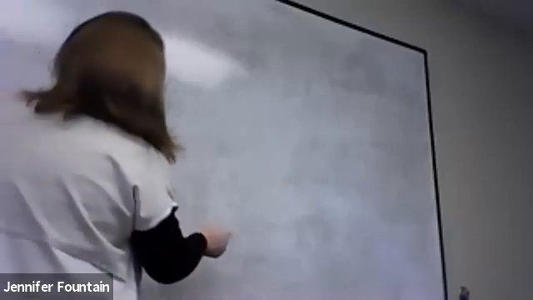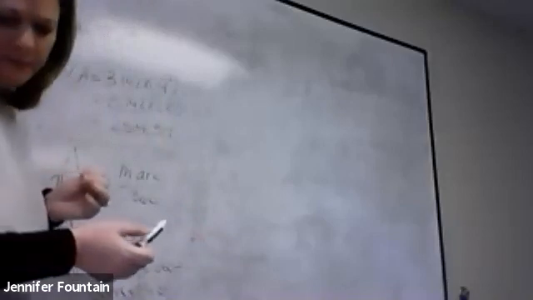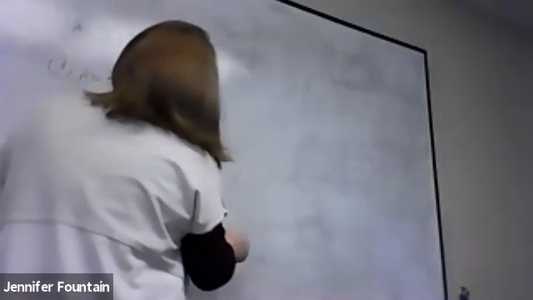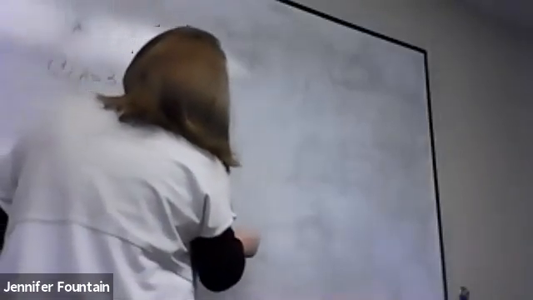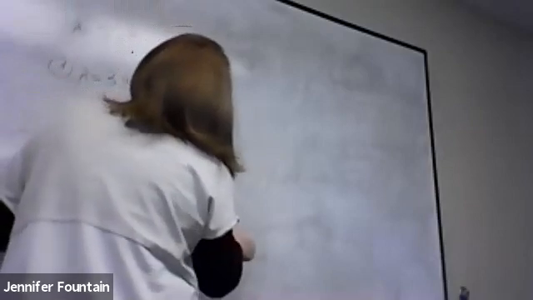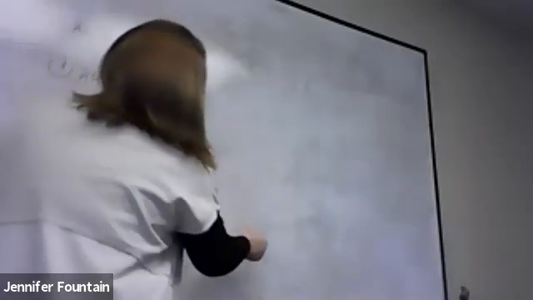12,445.488 equals 360A. Divide by 360. So what does A equal? 34.5708, or 34.6. You said 34.6. And is it feet squared?